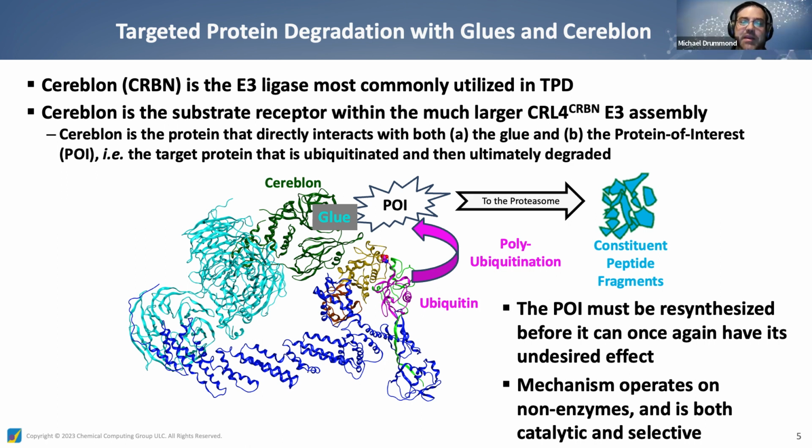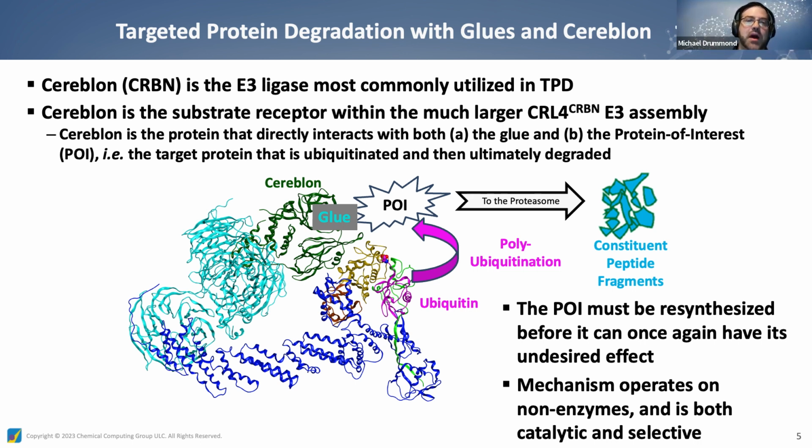I will say that TPD operates on, you don't have to have an enzyme protein. It can operate on a scaffolding protein. It's also catalytic. Multiple copies of a POI can be degraded, and it's quite selective as well. And this holds true both for molecular glues and for bifunctional degraders as well.